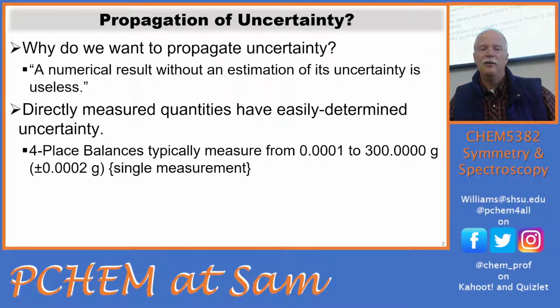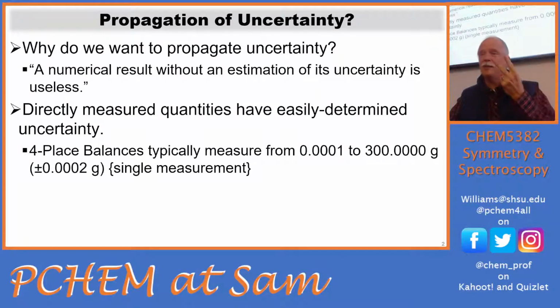And so the directly measured quantities are easy. Like if you go to the balance and you pull up the side of the balance or look at the literature on that balance, it'll tell you what the repeatability of that balance is. And typically they're, for a 4-place balance, 0.0002 or 0.2 milligrams. Now, but that's a single measurement.